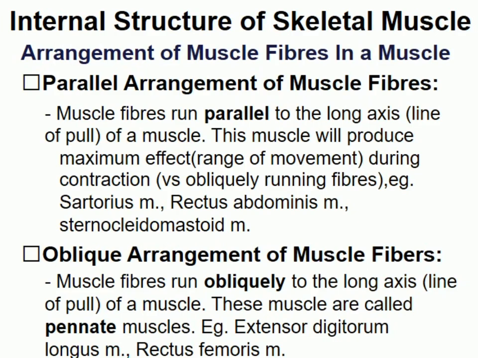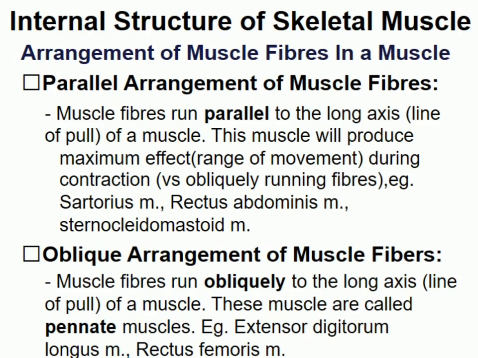And then you have the oblique arrangement of muscle fibers. Muscle fibers run obliquely to the long axis or line of pull of a muscle. By line of pull of a muscle, we mean the direction of contraction, the direction the muscle pulls when it contracts. So we are considering whether the fibers are arranged oblique or parallel, depending on the relative position, which is the line of pull of a muscle.